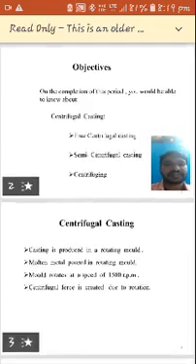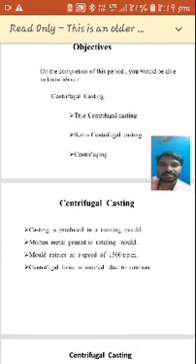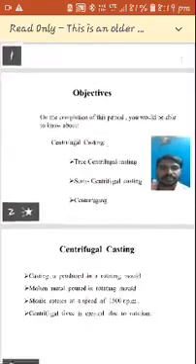So what is centrifugal casting and what are the types of centrifugal castings? We'll see. In centrifugal casting, there are three types: true centrifugal casting, semi-centrifugal casting, and centrifuging. We'll see them one by one.